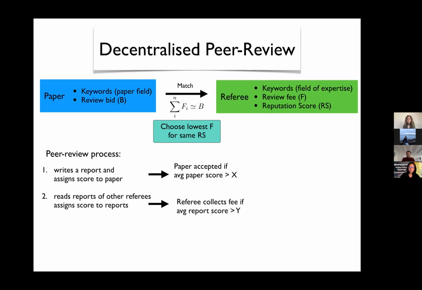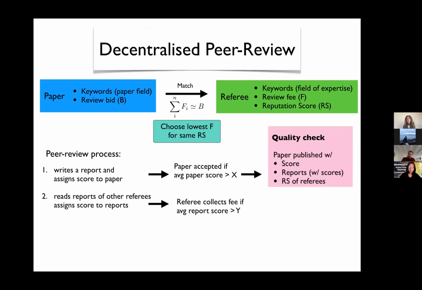So what happens next? Well, at the end of the peer review process, the paper is accepted if it's above a certain score, which can depend on the field and so on and so forth. Now, most importantly, the referees collect the fee they asked in the beginning only if the average score of the report, as evaluated by the other referees, is above a certain threshold. This is very important because now the quality of the paper is checked by this process.